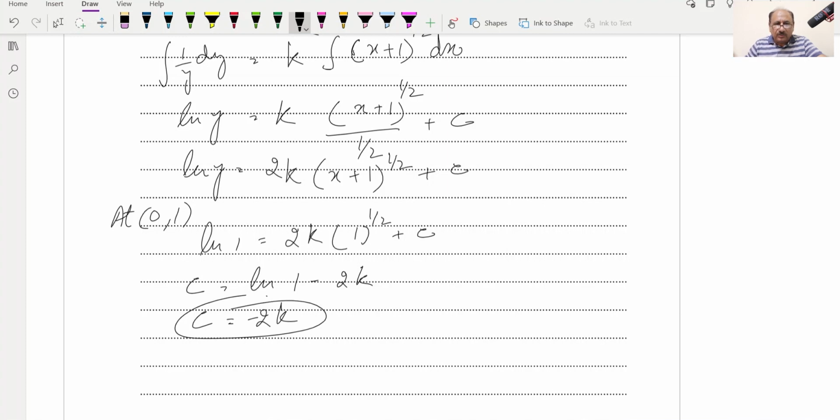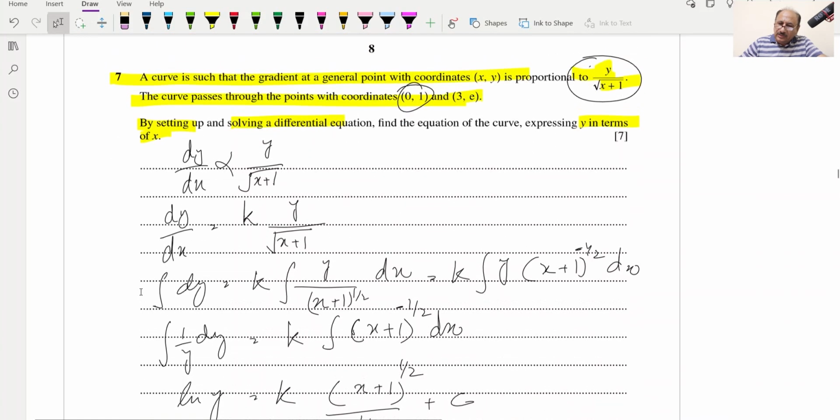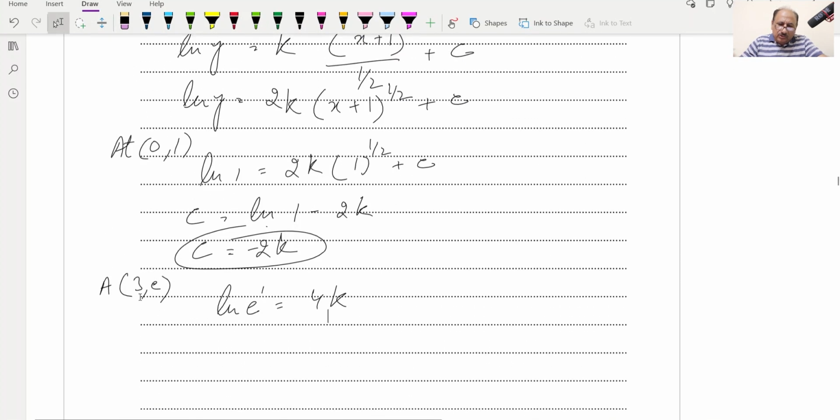This value we can write, and if, for example, the other point is at (3, e), we will check for this point also. So at (3, e), our equation will be what? Log of y, which is e raised to the power 1, is equal to 4k plus c. 4k means what? Square root of x plus 1.